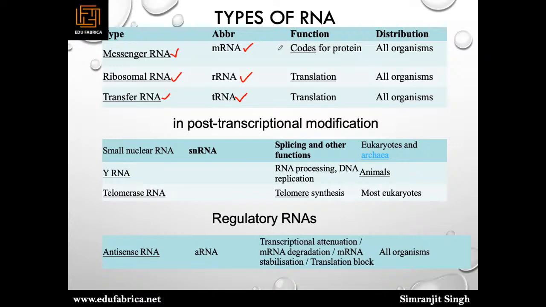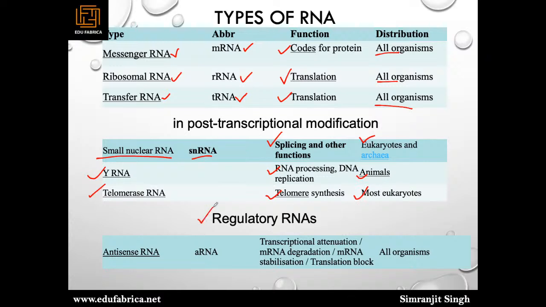And this functions, that is codes for protein, and this is a translation, and this is also for the translations. And they are mostly present in all organisms. Okay. And in the case of post-transcriptional modification, small nuclear RNA, snRNA, deals with the splicing and other functions in eukaryotes and archaea, and then the yRNA and telomerase RNA. So they are used for RNA processing and telomere synthesis, and they are used in animals and most eukaryotic organisms.